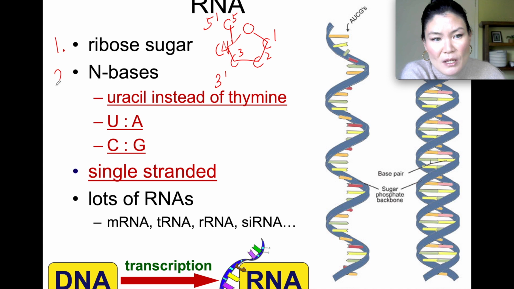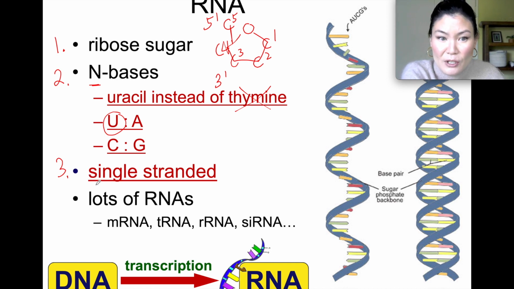The second difference between DNA and RNA is that you have different nitrogenous bases. In RNA, you have adenine, which pairs with uracil, and then guanine, which pairs with cytosine. So there's no thymine in RNA. You have uracil, which is going to pair with adenine. The third difference is that RNA is single-stranded for the most part, not in all cases. For example, some viruses are double-stranded RNA viruses, but regarding protein synthesis, the mRNA is a single strand, okay?